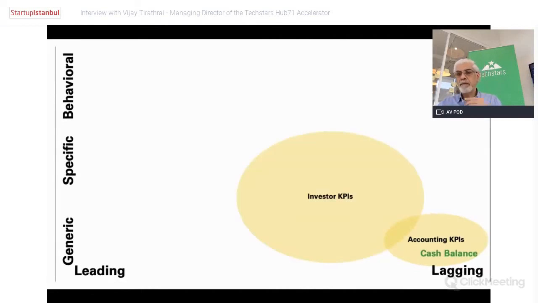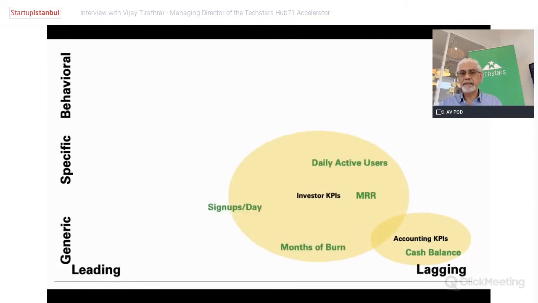Then you look at what KPIs would excite investors. So typically, you've got things like daily active users, monthly recurring revenue, number of signups per day, and monthly burn rate of your cash. So these are typical questions that I, as an investor, would ask.